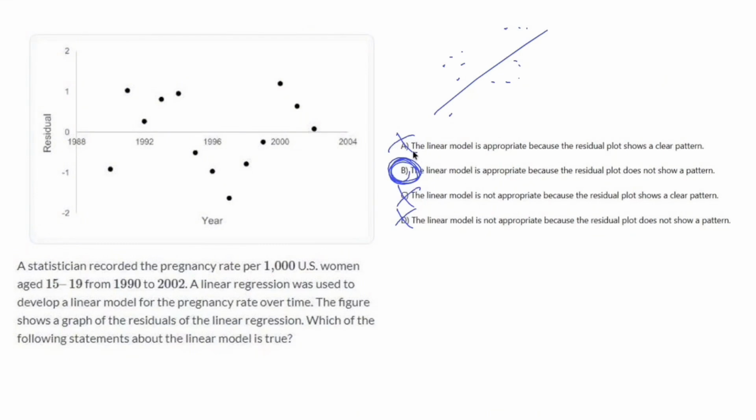What they mean by shows a clear pattern is maybe you have a residual plot and the dots go up and down like that. That would be a clear pattern. With this guy, we just have dots scattered above and below, and there's really nothing to it. It's just that the line kind of goes in between, and therefore the residual plot seems to work and the linear model is appropriate. Fun stuff.